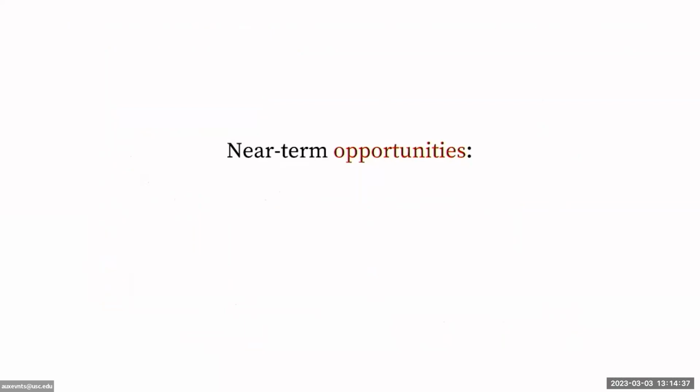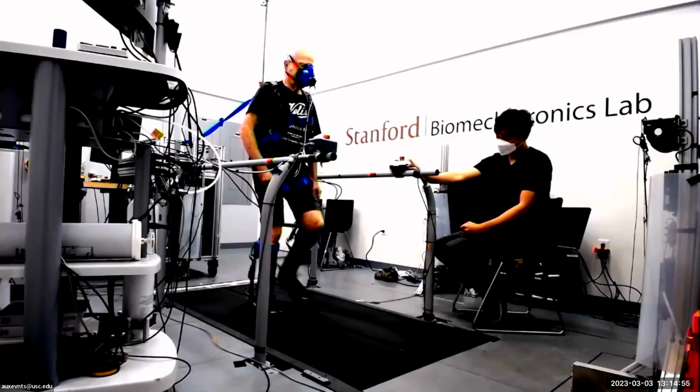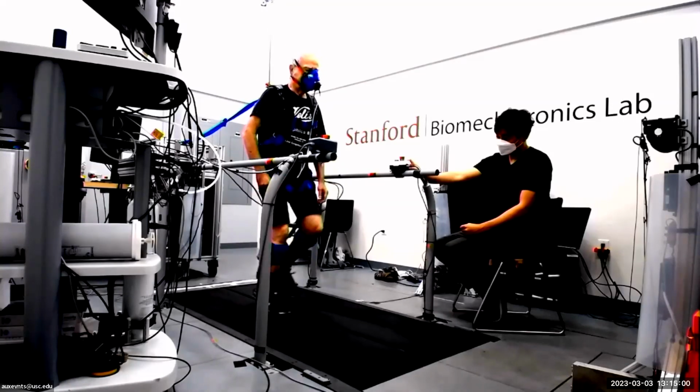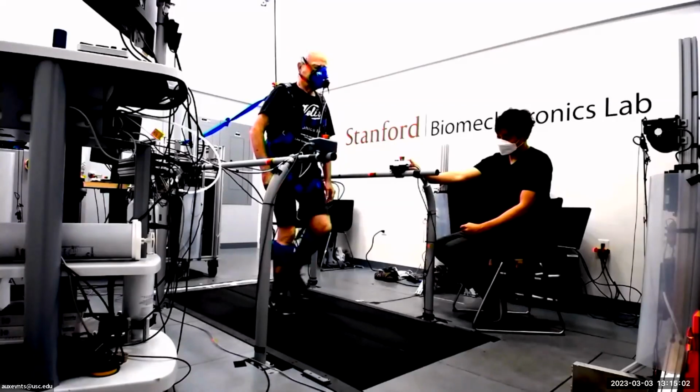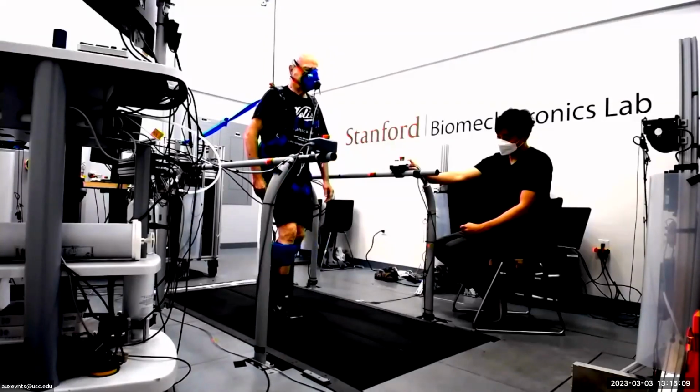So I think one of the obvious first things that we should be doing is applying these techniques to populations that really need them. So in particular, we're focusing on people who are experiencing mobility decline due to aging and people who've had a stroke. And in our laboratory, we've been performing some pilot studies with this among older adults. This is a colleague of mine who's about 90 years old. And the results have been pretty promising so far, still early stages.